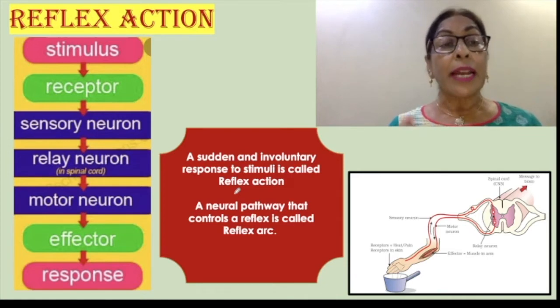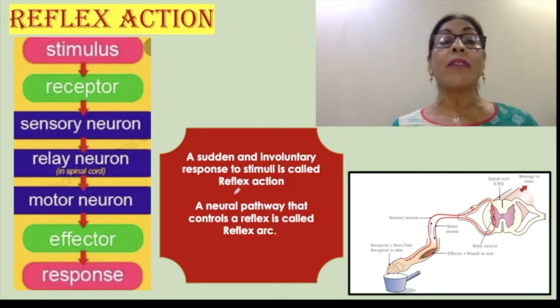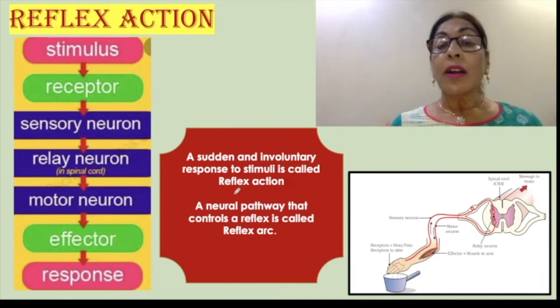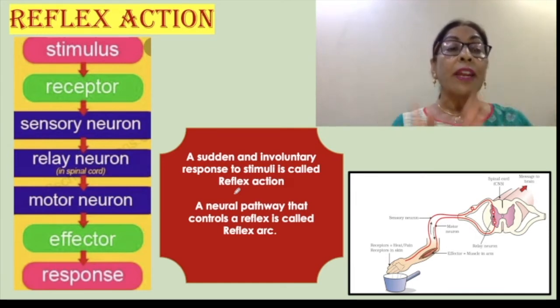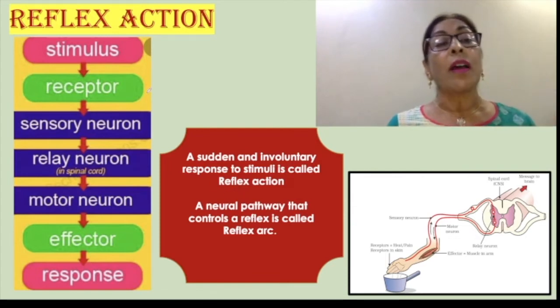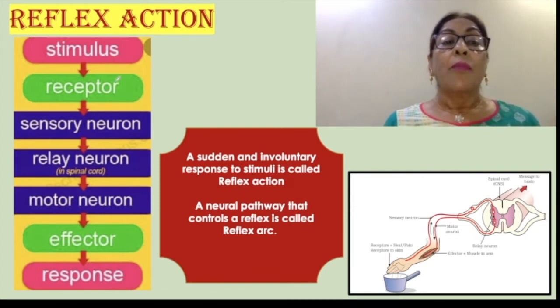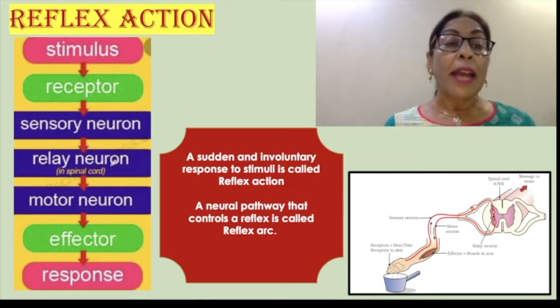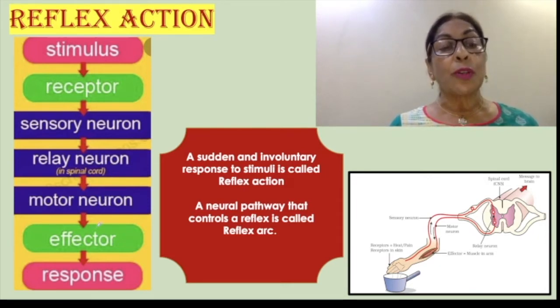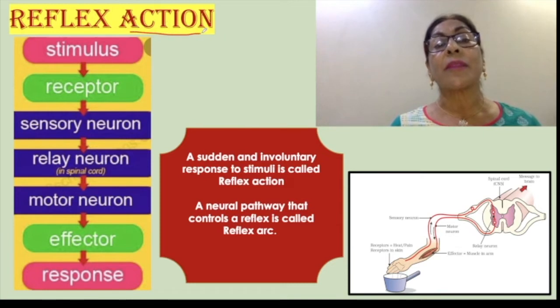When we are deliberately blinking our eyes, at that time our brain is involved, so that is not reflex action. Whenever the brain is not involved, the stimulus from the receptor enters the sensory neuron, then the spinal cord, and it does not enter the brain. It comes back from the motor neuron to the effector, and responses are there. So this is called the reflex action.